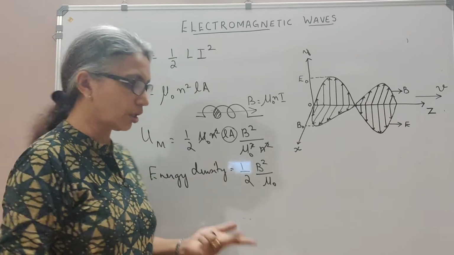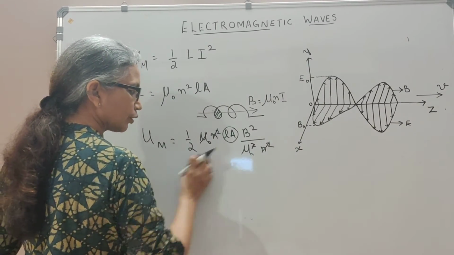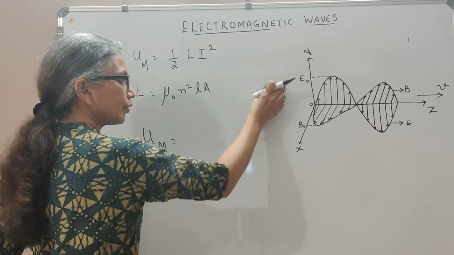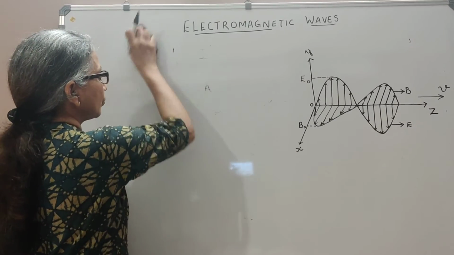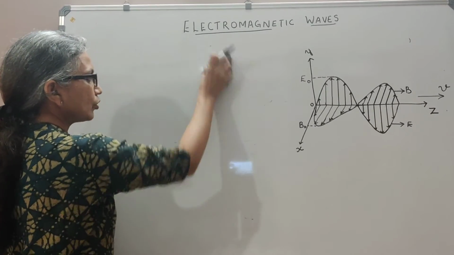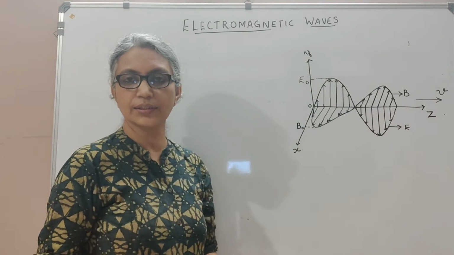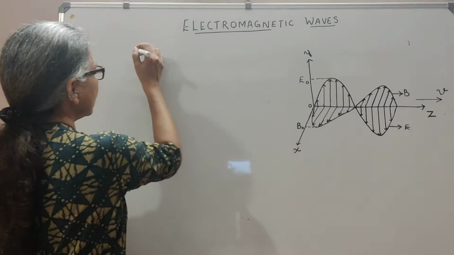So now what you see is we have energy density for an electric field given by half epsilon 0 E square, and energy density of the magnetic field given by half B square by mu 0. That means an electromagnetic wave which has an electric field and a magnetic field has an energy associated with it. And this energy I will denote as U.